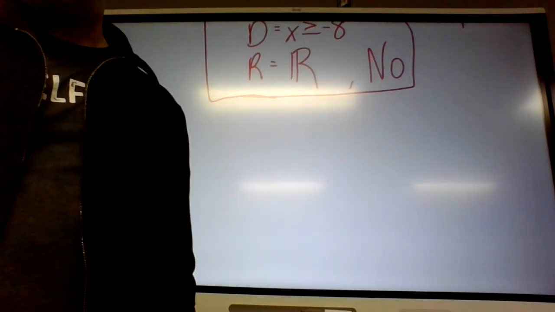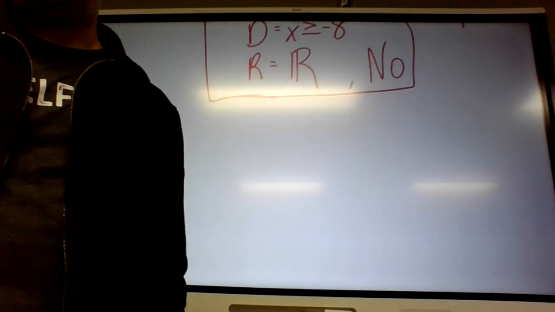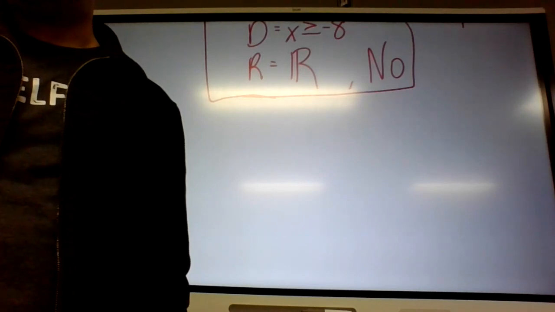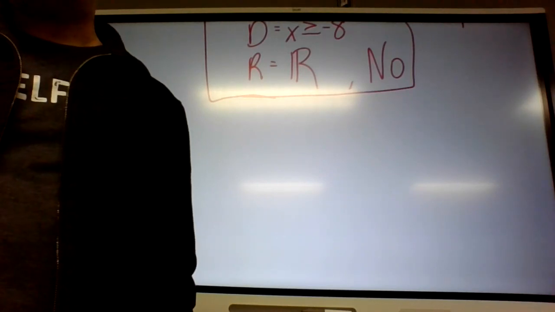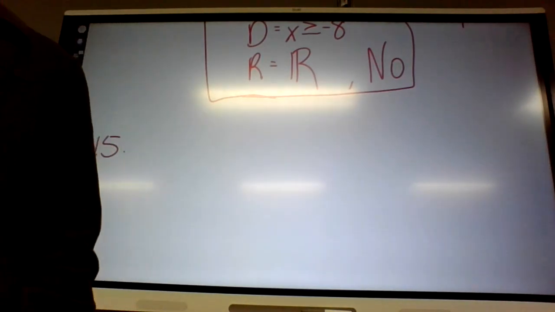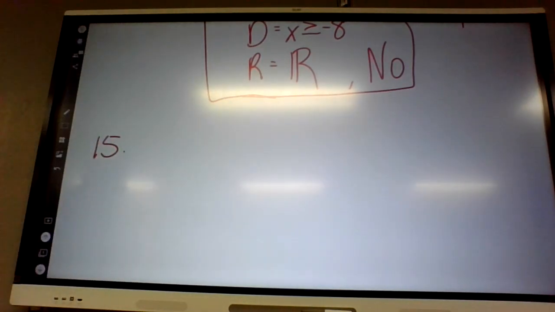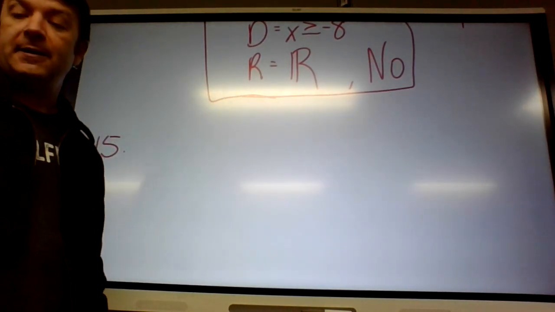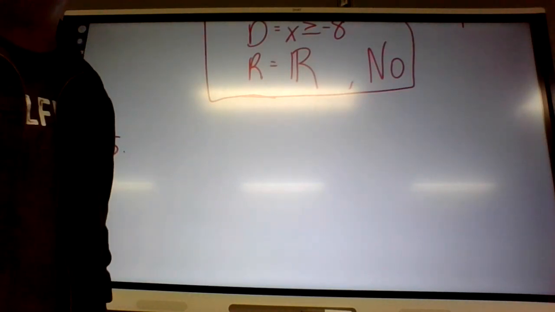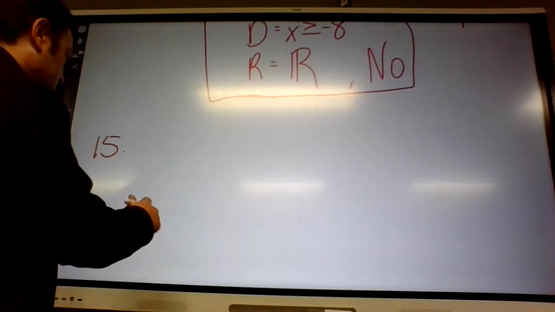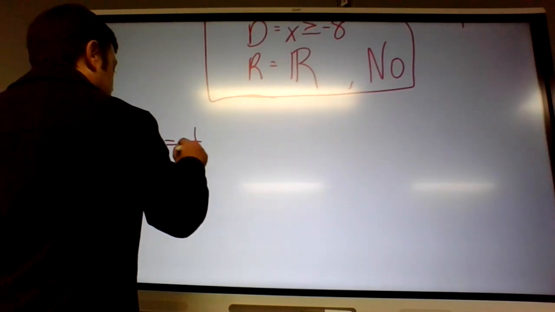Number 15. Graph and describe each function by stating its domain, range, y-intercept, and equation of asymptotes. I mentioned the asymptotes, I'll mention them again, but I'm not going to make you do that on this. How do we graph that? y equals 1/3 times 3 to the x plus 1.